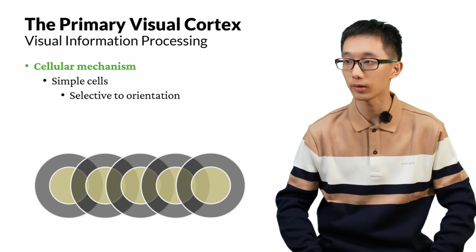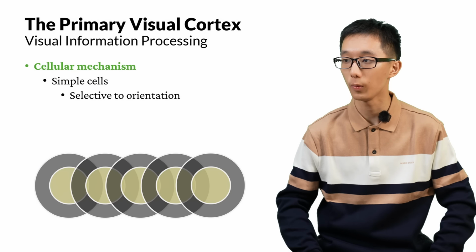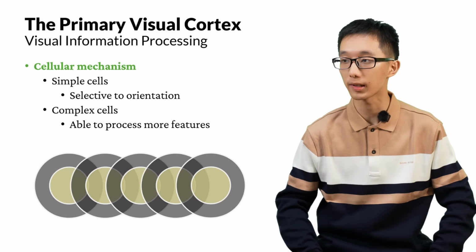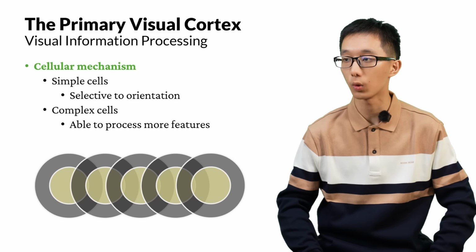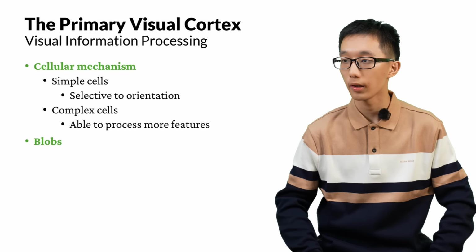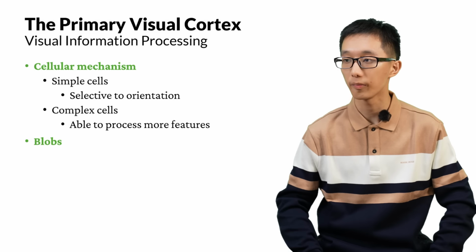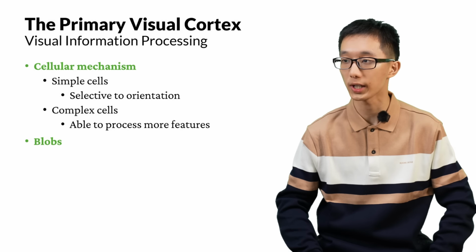Then the LGN neurons will be activated to the greatest extent, and the cortical simple cell will be excited to the greatest extent. Complex cells have more complex receptive fields and are able to process more features, including orientation, direction, and much more. There are some regions in the primary visual cortex called blobs. We've mentioned them before because they receive input from the koniocellular LGN cells.